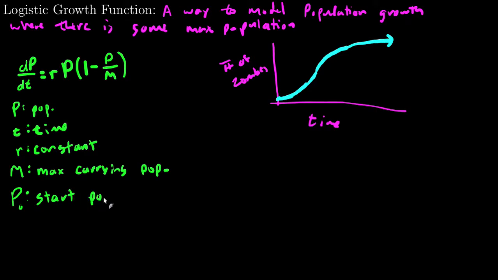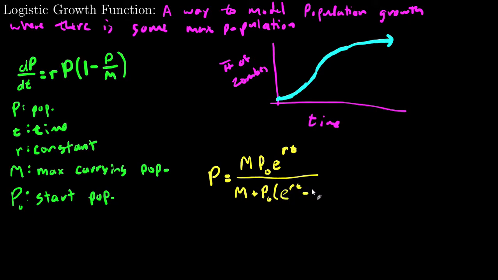So this is the differential equation. Here's the solution, which is basically the formula. And it's a mess. P equals M P naught e to the RT, all over M plus P naught times (e to the RT minus 1).